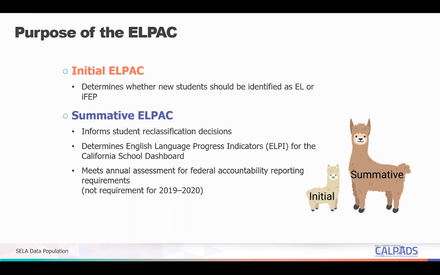The summative ELPAC is the ELP assessment used by California to meet federal accountability requirements related to EL students' progress and proficiency in learning English. At the state and local levels, ELPAC scores are used to determine the English Language Progress Indicators, or ELPIs, for the California School Dashboard. And at the individual student level, ELPAC scores are a major factor in decisions whether a student should continue to be identified as an EL and receive the associated services.